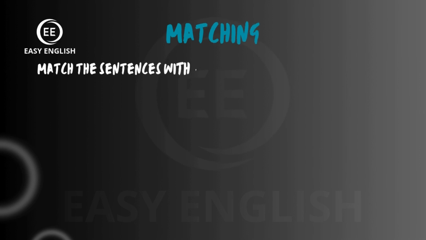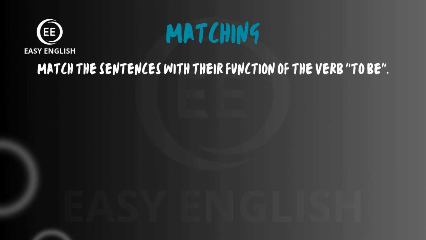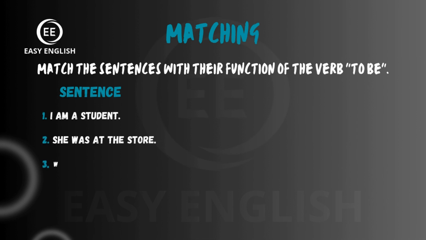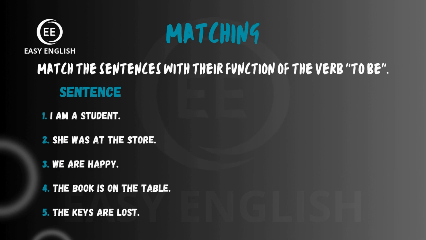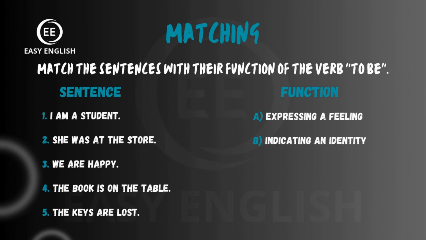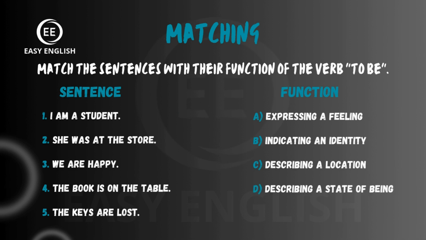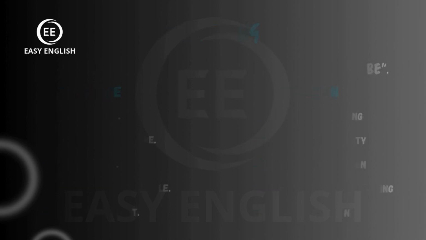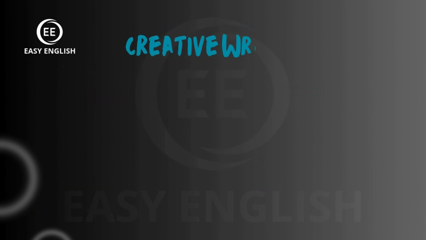Part 2, Matching. Match the sentences with their functions of the verb to be. Sentence. 1. I am a student. 2. She was at the store. 3. We are happy. 4. The book is on the table. 5. The keys are lost. Function. A. Expressing a feeling. B. Indicating an identity. C. Describing a location. D. Describing a state of being. E. Giving information.